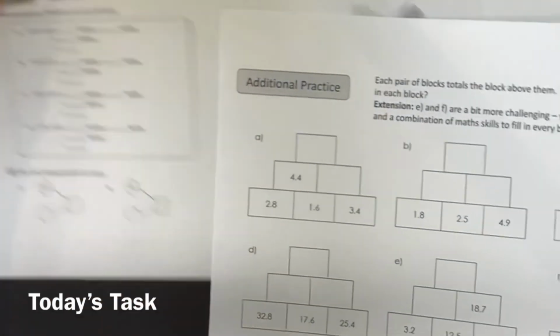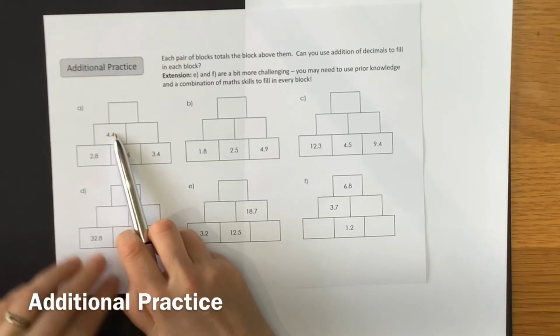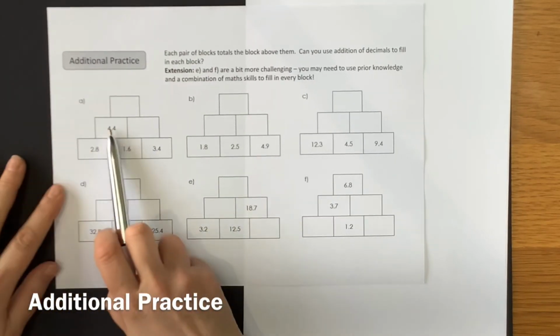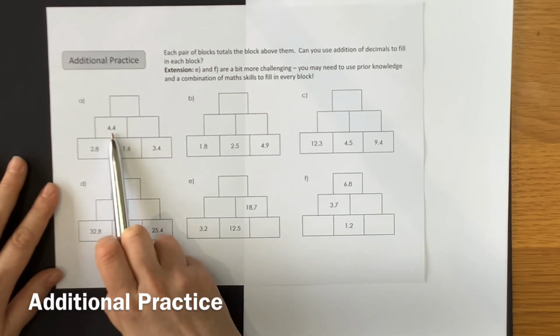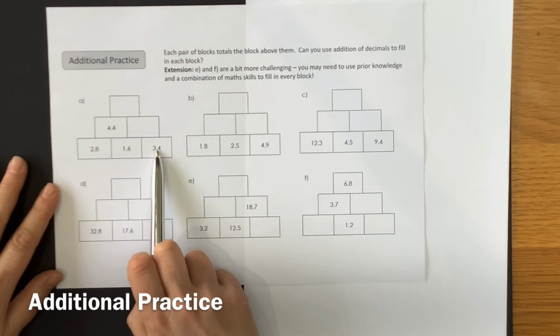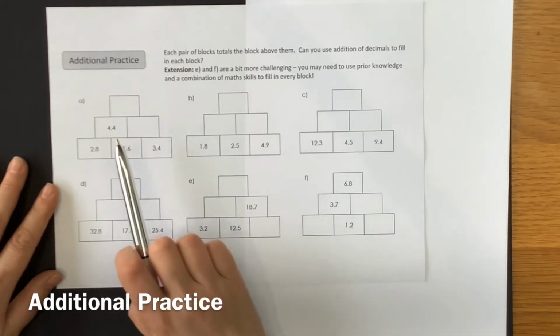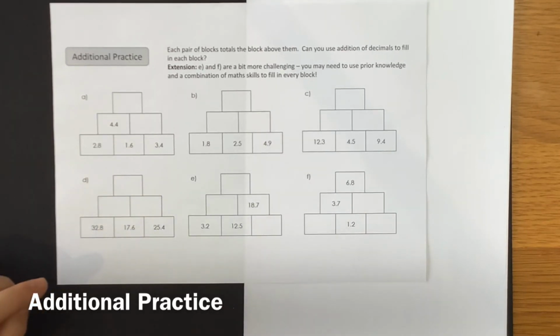If you get that finished, which I think probably most of you will, there's a little bit of an additional practice to do here. So on these steps, each step is the total of the 2 steps underneath it. So you can see here, 2.8 add 1.6 equals 4.4. So to get this answer, you'd need to do 1.6 add 3.4 and write the answer in. A, B, C and D are all working that way. E and F are a little bit more tricky, but I think some of you will be able to work out how to fill in the empty boxes. So give that one a go. I will come back tomorrow with your answers.